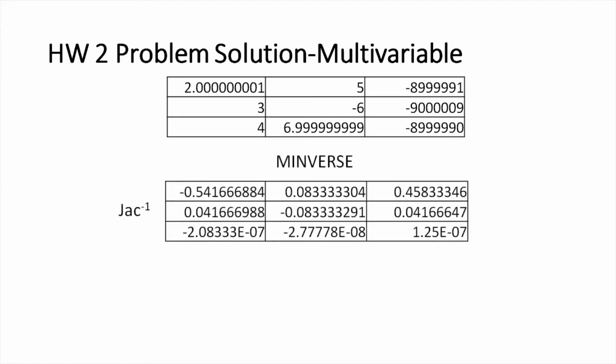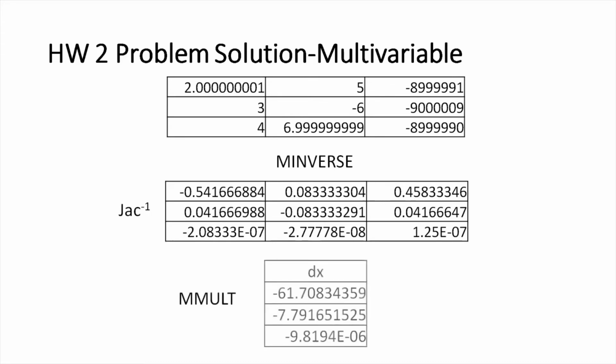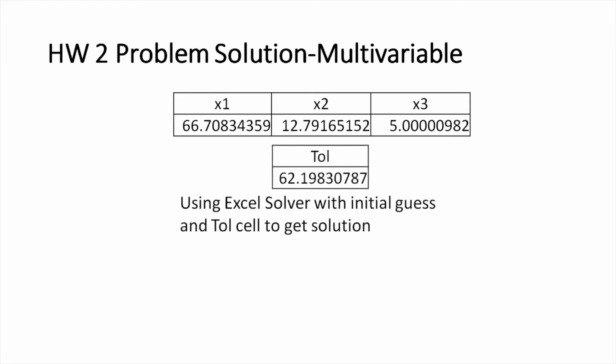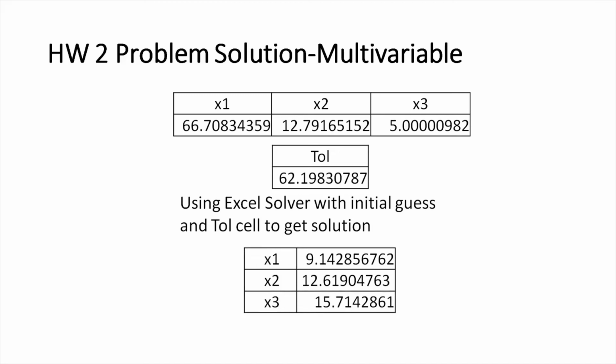We had to do minverse to get the inverse of the Jacobian in order to solve for it, and multiply with the function. And this is to get the dx change. And with that, a new x value could be found. And we had to use Excel Solver with the initial guess and the tolerance cells to get the solution, where x1 was 9.14, x2 12.62, and x3 15.71.